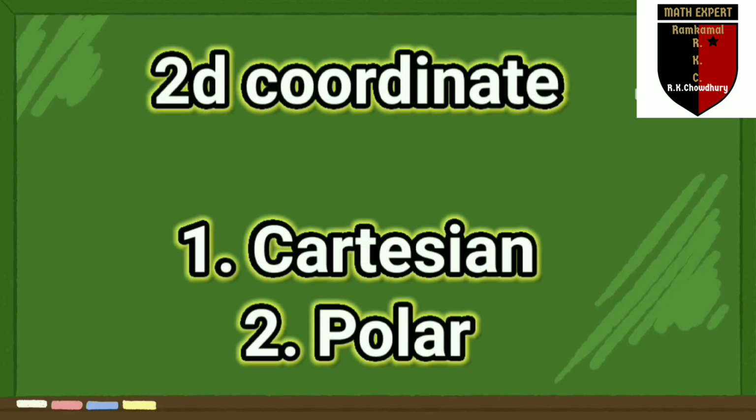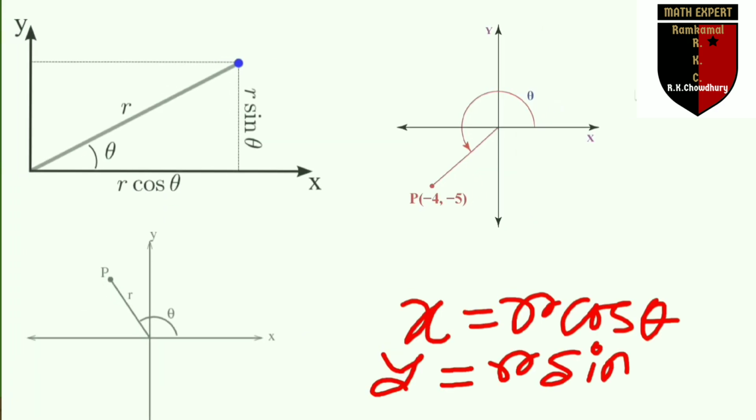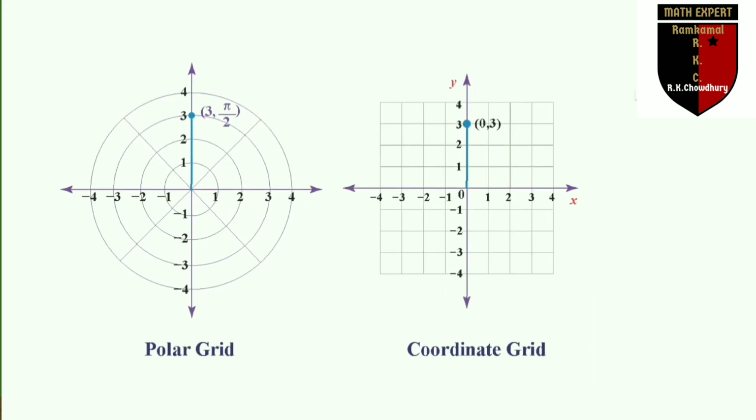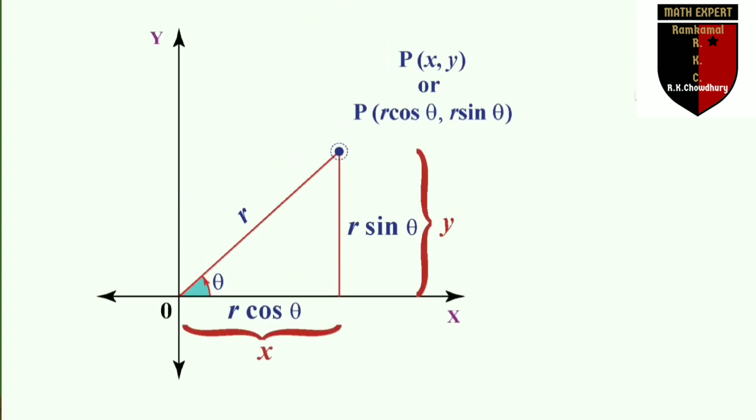Now we talk about 2D polar coordinates. Here the fixed line is called the initial line and the fixed point is called the pole. Theta or phi is measured in the anti-clockwise direction. Small r or rho is the distance of the point from the pole. Here x is equal to r cos theta and y is equal to r sin theta.